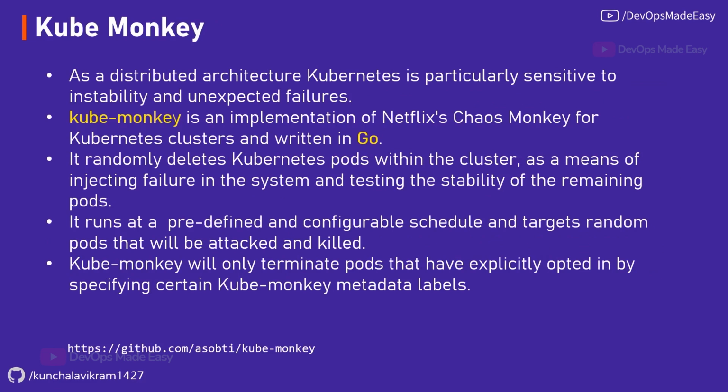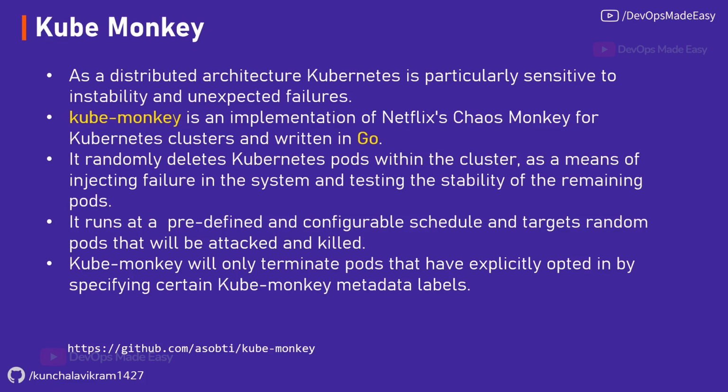Now, what is kube-monkey? We know that Chaos Monkey is applied at the infra level for bringing down nodes and so on. But can we apply the same principle to Kubernetes? Instead of bringing down Kubernetes worker nodes, can we bring down Kubernetes pods randomly and test whether your application is reachable from outside or not? This is where kube-monkey was developed. It is an implementation of Netflix Chaos Monkey, and it is written in GoLang.